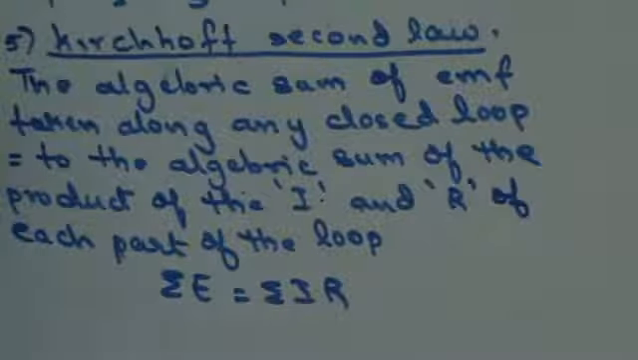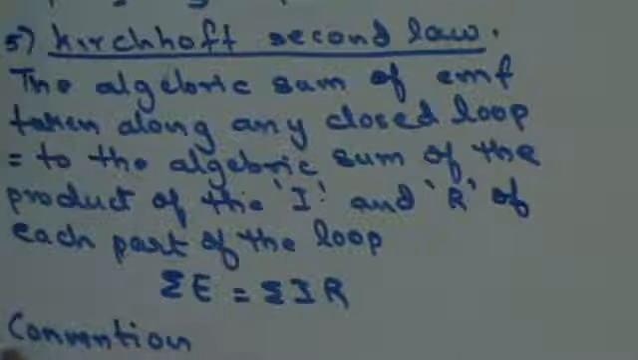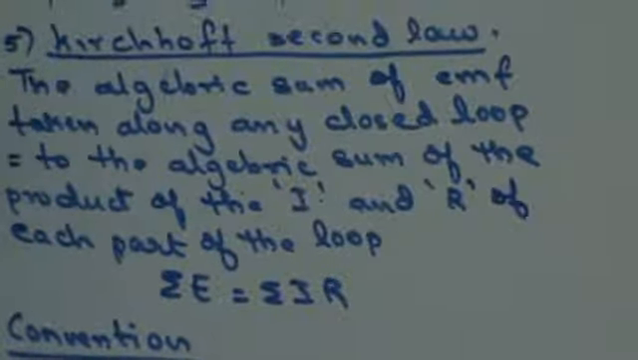Now let us see the sign convention to be used while using Kirchhoff's second law. Starting from any point in the circuit, one arrives at the same point after traveling along all cells and resistances in the circuit. So you start from a point, move through the entire circuit and come back to the same point. That's the first thing you need to remember. Now, first let's see the sign convention, then I'll show you how to use the loop.